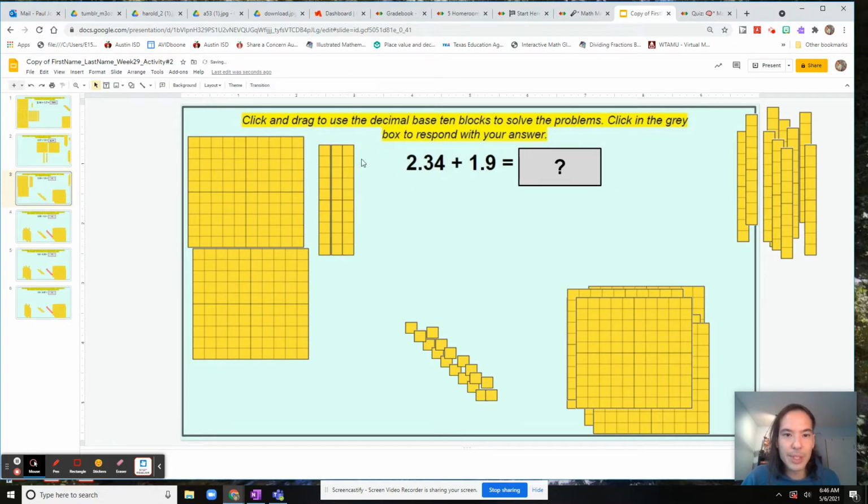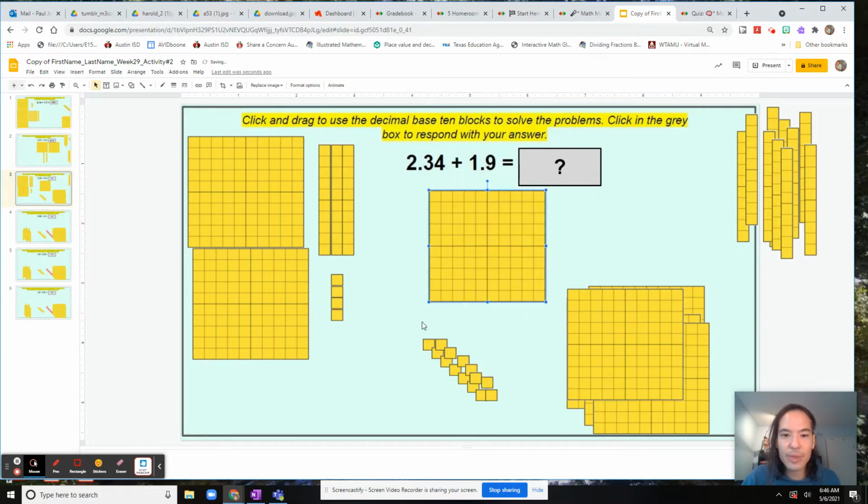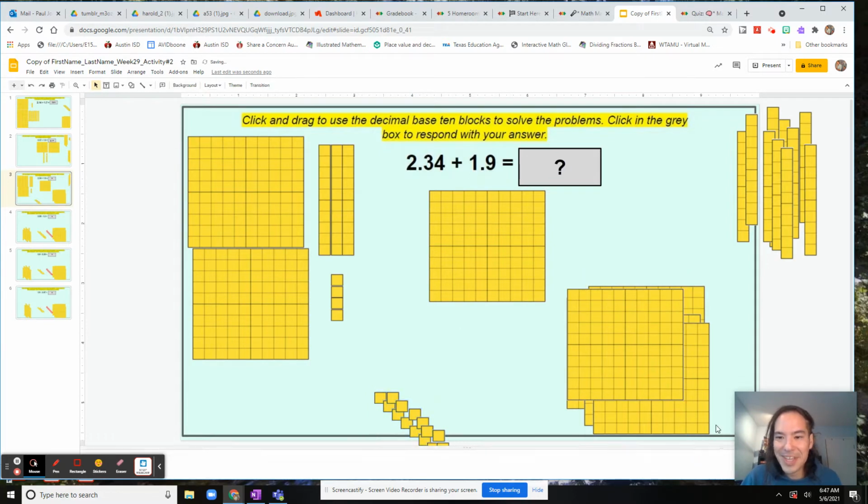So far I have my 2 wholes. 1, 2, 3/10. Now I need my 4 hundredths. 1, 2, 3, 4. All right. And then over here I need to make 1 and 9/10. They would definitely do that to us. So we have to get 9/10.